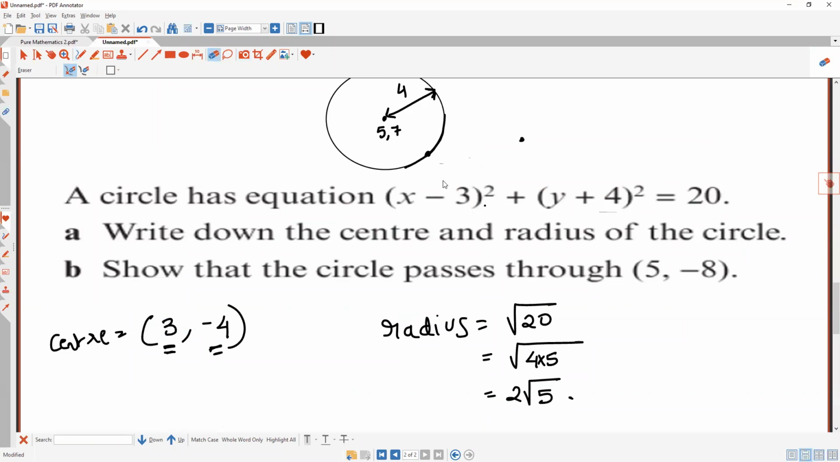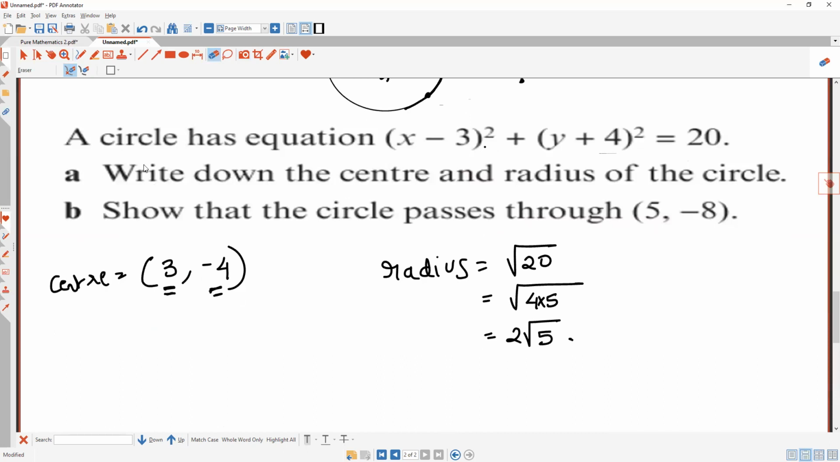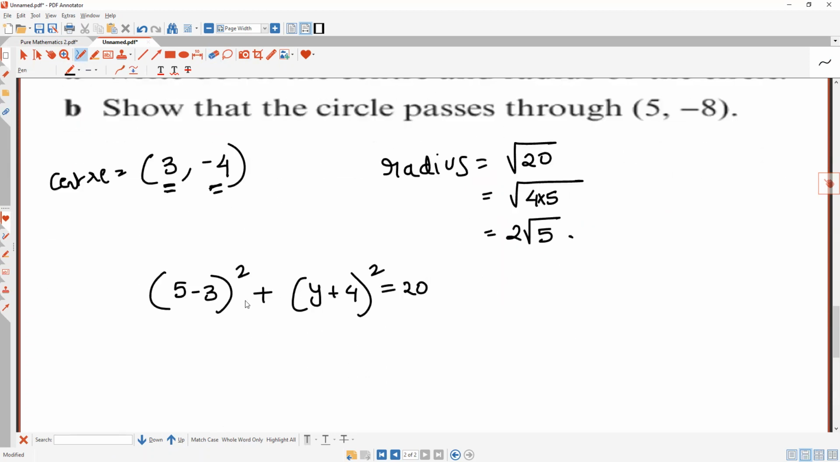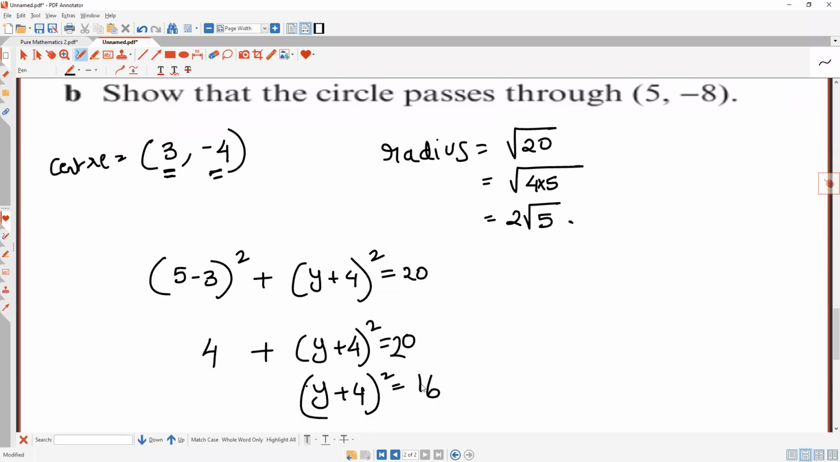For example, put 5 in place of x here. If you put 5, can you do 5 minus 3 whole square plus y plus 4 whole square is equal to 20. What is 5 minus 3? 5 minus 3 is 2. 2 square is 4. 4 plus y plus 4 whole square, keep it as it is, no need to open this. Bring this on the other side. You will get 16. y plus 4 whole square is equal to 16.